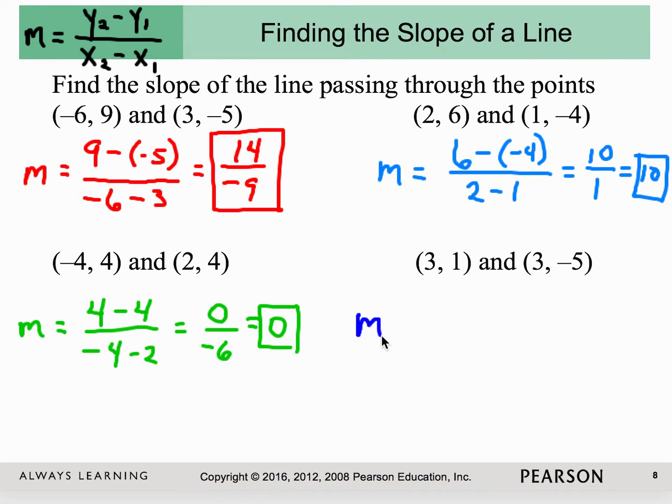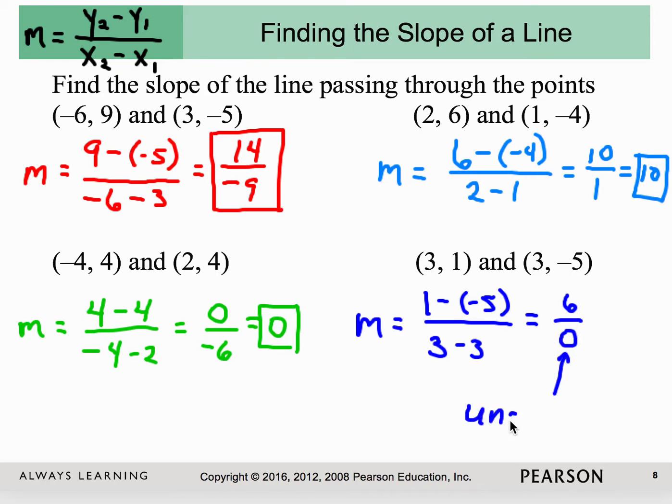One more. 1 minus -5 over 3 minus 3. 1 plus 5 is 6 over 0. Hey, do not leave that. Remember what we say when we have a 0 in the denominator. We call this undefined. And that's what we're going to call the slope. We call that an undefined slope.